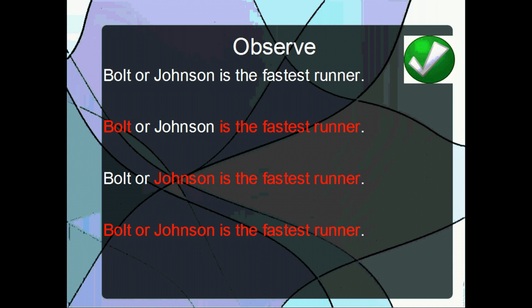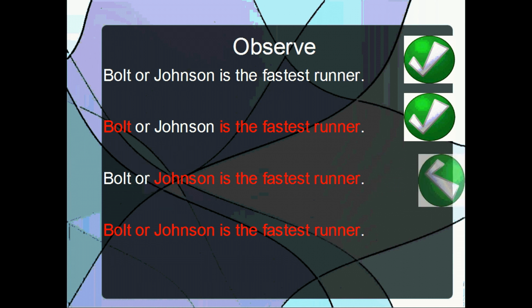Now for the second case, it's false that Bolt is the fastest runner, but Johnson is the fastest runner. Since one of the disjuncts I mentioned, Bolt or Johnson, is true, then the second disjunctive proposition is true. For the third case, it's false that Johnson is the fastest runner, but it's true that Bolt is. In this case, again, since one of my disjuncts is true, it's true that Bolt is the fastest runner, then the third case is true.